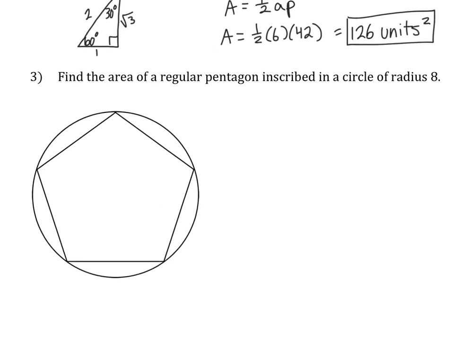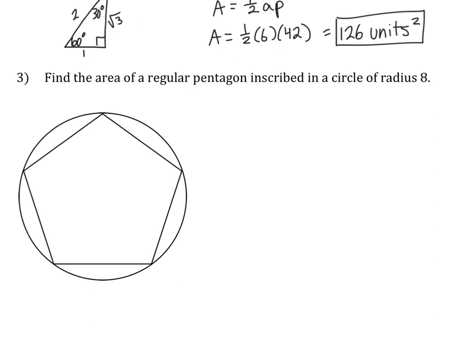Okay, so last we are asked to find the area of the regular pentagon, which is a 5-sided polygon, inscribed in a circle that has a radius of 8. So here is what they're giving us. If they say that the circle has a radius of 8, the radius is always the distance from the center to the circle. So all of these would have a distance or a length of 8.